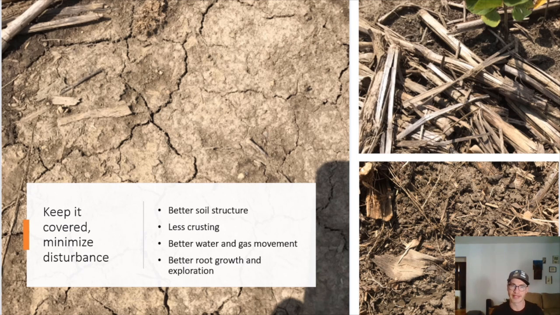And so when we talk about keeping it covered and minimizing disturbance, that's really letting that soil structure build and improve. It means less risk of crusting, better water and gas movement, and better root growth and exploration, like we mentioned earlier. And these are pictures from the exact same field, less than 10 feet apart. This picture on the left, there hadn't been any residue after the spring tillage, and it had started to crust. And then in the top right here, just 10 feet away, there was residue cover, and when I pulled that back, you can see that the soil underneath, the surface was much more irregular.